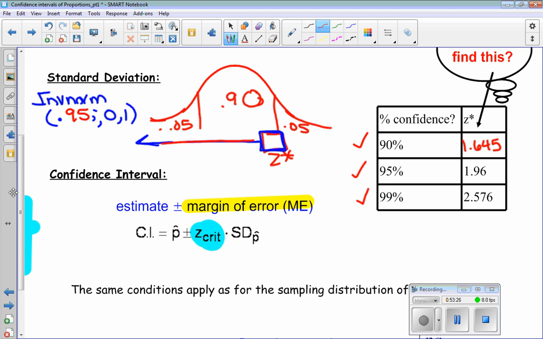But it's not something I want you to rely on, because these are the most common percentages, but what if I said find a 62% confidence interval? Or something like a 91% confidence interval? And I will do that, by the way. So you need to be able to calculate that number.